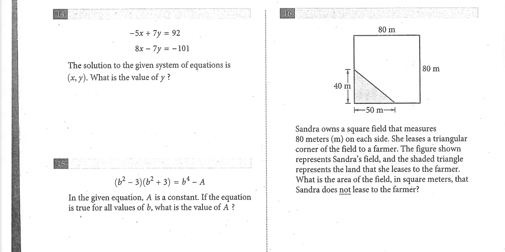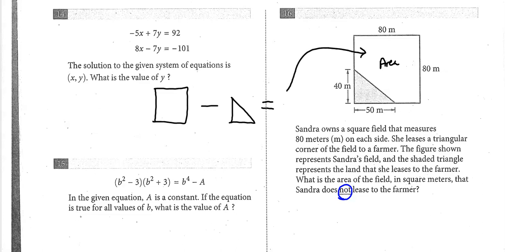All right, 16, we finally see a geometry problem, which there's not a lot of them on the SAT, but we have one right here, and goes through a story problem. She leases this triangular area to the farmer, but then they want to know what is the area of the field that she does not lease. So they're actually wanting us to find this white area here. So basically what I'm going to do is I'm going to do subtraction. I'm going to do the area of the square, subtract the area of that triangle, and whatever's left over is going to be this white area.